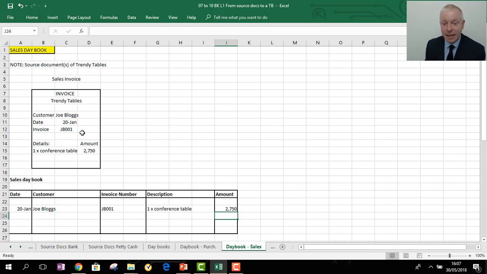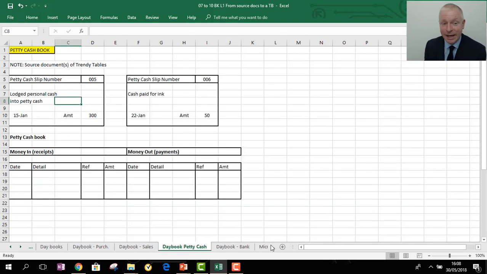So that is the sales daybook. This could also be totaled up if this was all the sales for a particular month to give us an overall figure for sales from the sales daybook perspective. And that's all we need to do concerning sales daybook. The next thing we need to move on to is in relation to petty cash. So let's have a look at this.